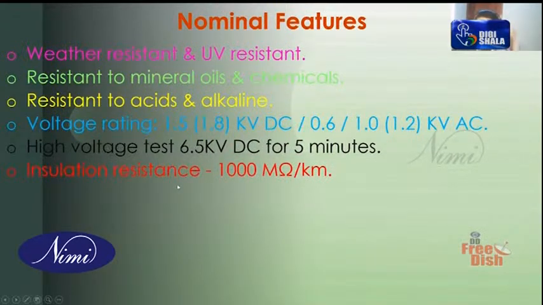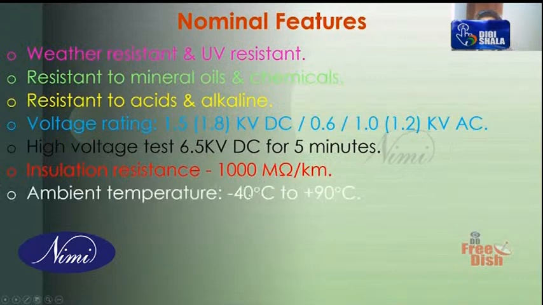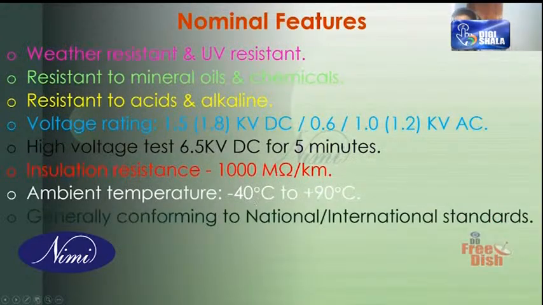And insulation resistance 1000 mega ohm per kilometer. We all know the resistance is increasing with the distance. And the temperature range minus 40 degrees Celsius to plus 90 degrees Celsius. The cable should be able to withstand a wider temperature range, because it is exposed to temperature change. Generally conforming to the national and international IEC standards, some numbers are given. So it should be conforming to the national and international standards.